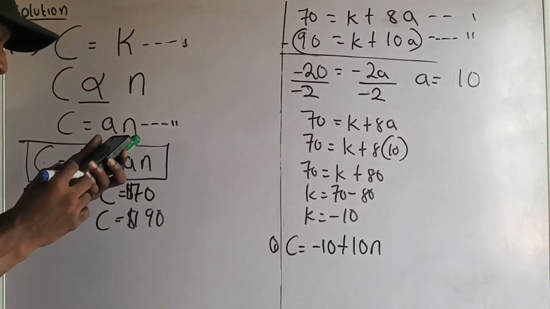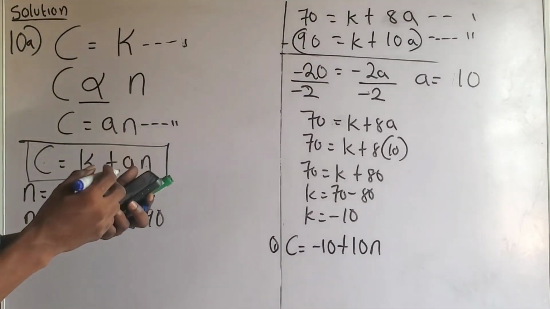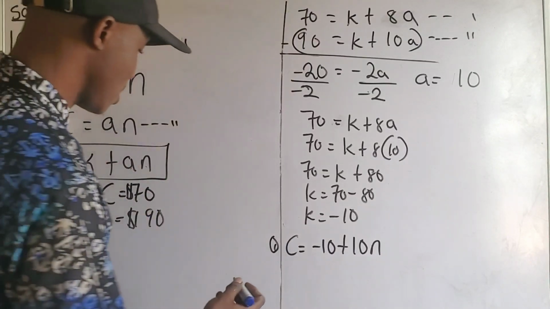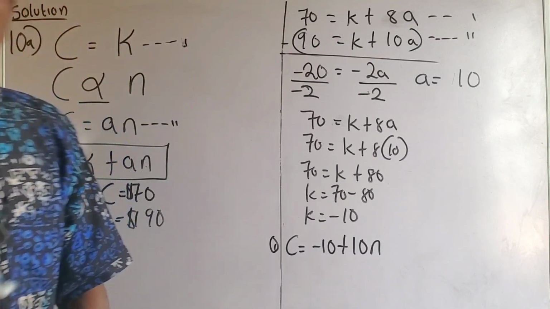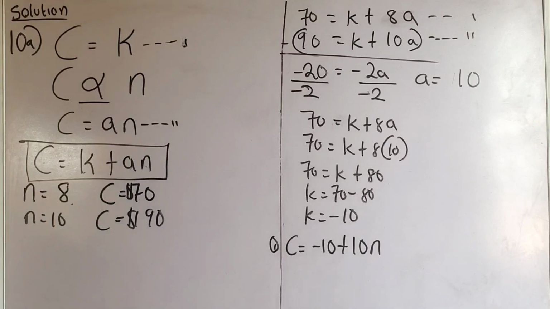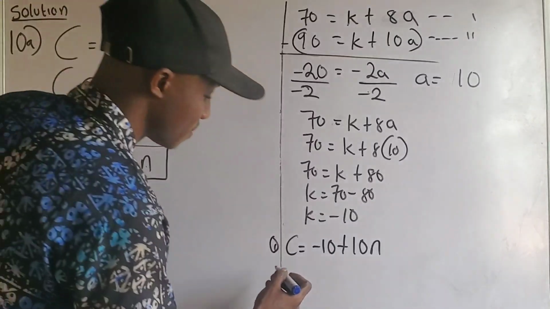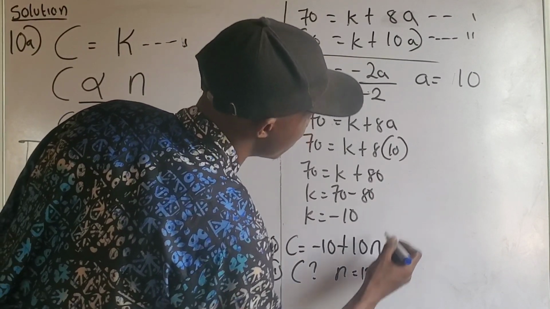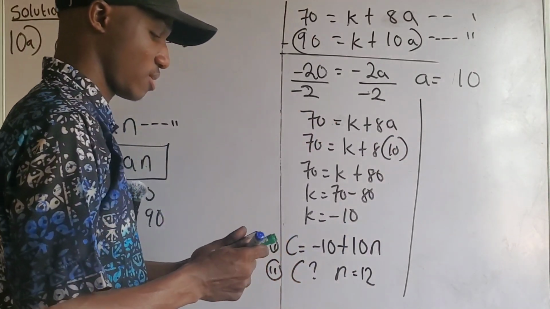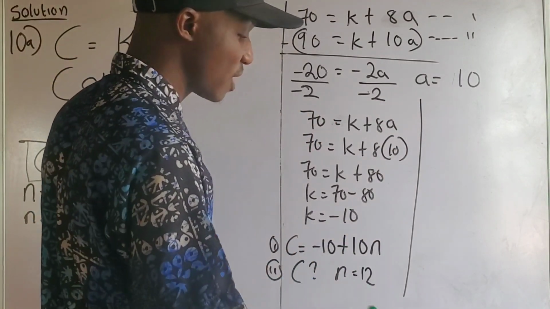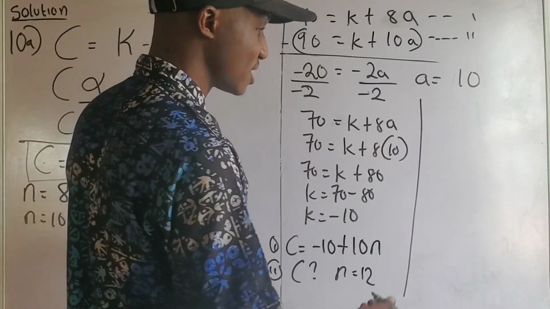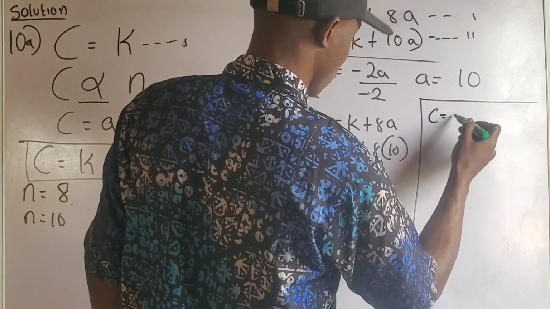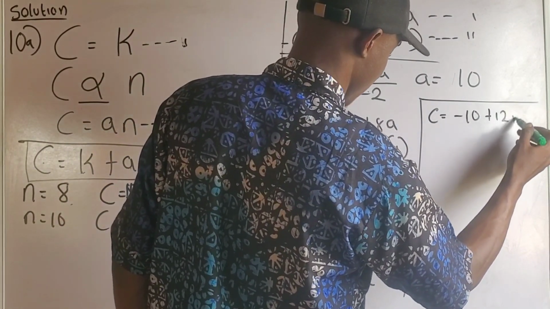Now, for the second question, we are asked to find the cost of feeding 12 students. Do you know the meaning of that statement? The meaning is that when the number of students is 12, what will be the cost? How many dollars are we going to use to feed 12 students? To do that, since n is 12, find the value of C when n is 12. Just substitute the value of n as 12 into this equation. Are you getting it?